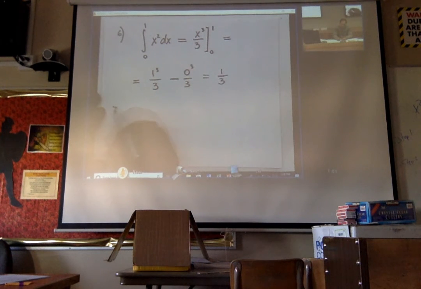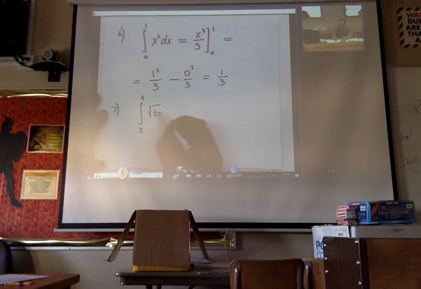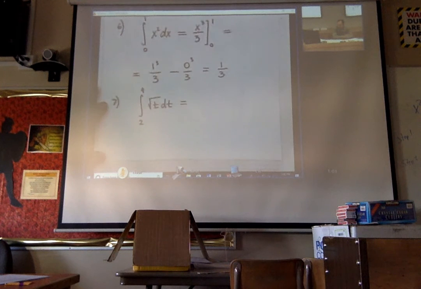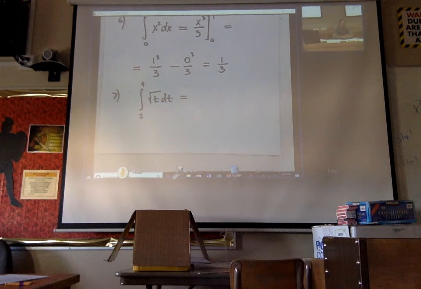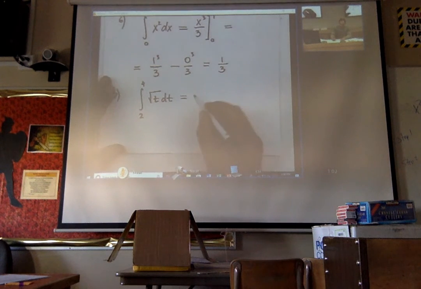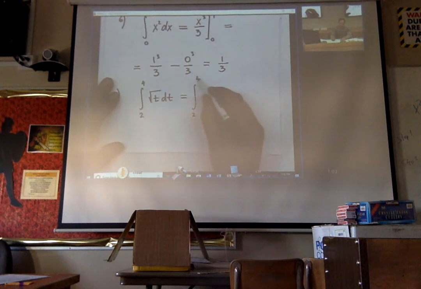So, 7, for example, and it will be similar. Let's say I have from 2 to 4, square root of t dt. First of all, square root of t, or square root of x, is it continuous on this interval from 2 to 4? Yes. All right, so we have no problem. We continue to do it. To make this easier, we're going to change the square root of t to t to 1 over 2 dt.